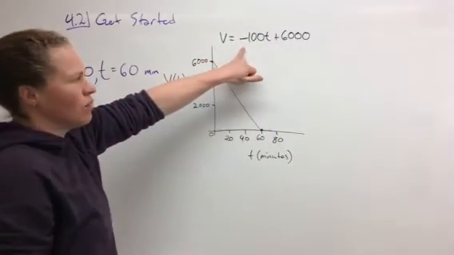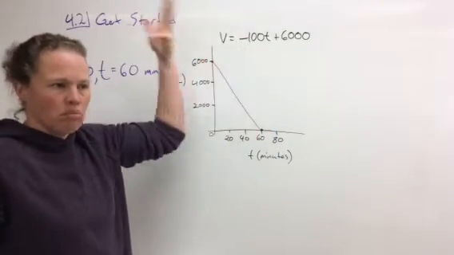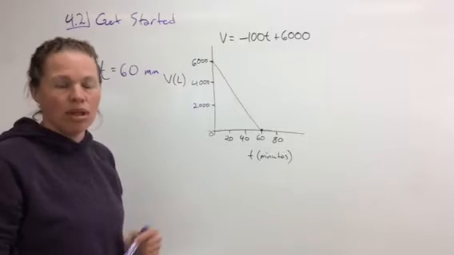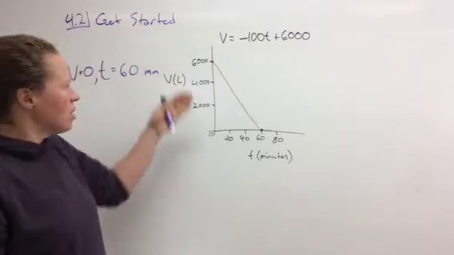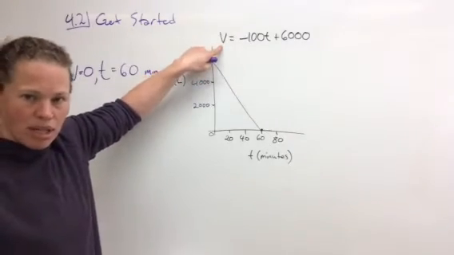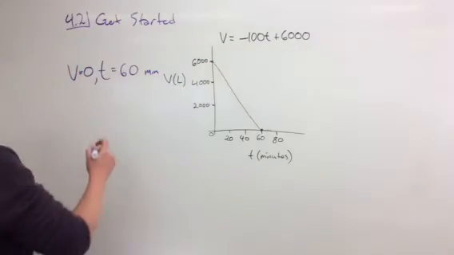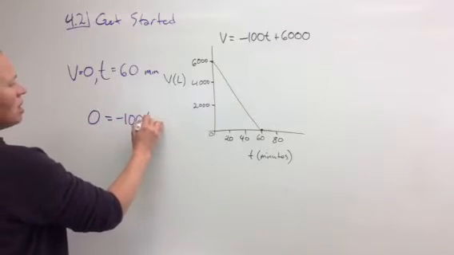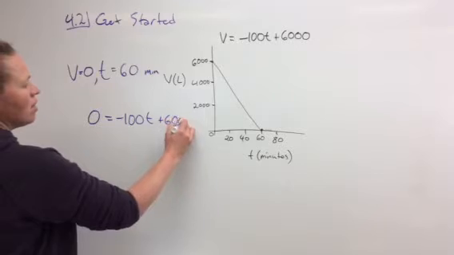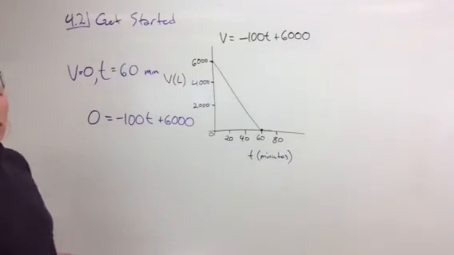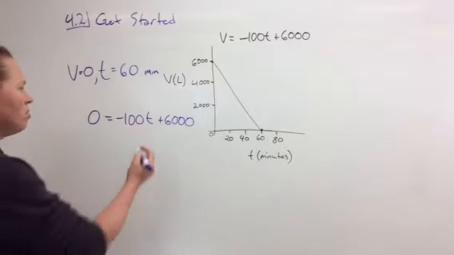And all you had was this formula, could you still figure out how long it would take for the volume to be 0? Well, yeah, because volume is on the y-axis, so that would be the answer. We would set 0 equal to negative 100t plus 6,000, and then we use our wonderful algebra skills to just isolate for t, figure out what it would be.